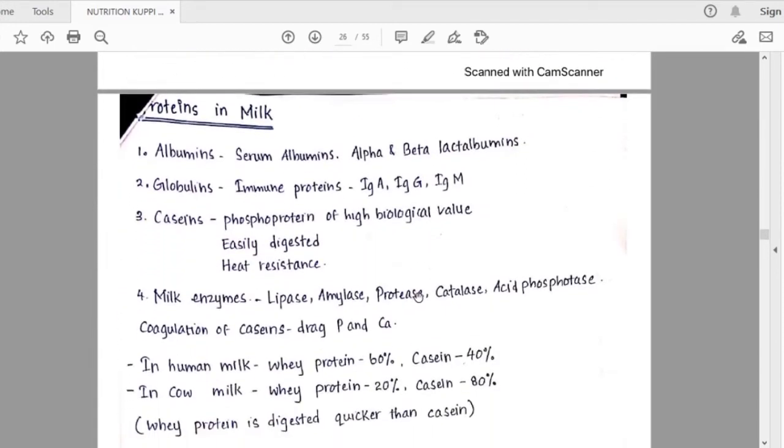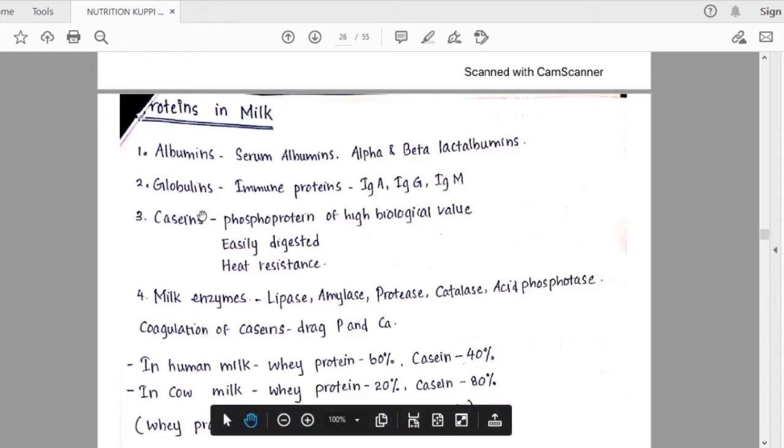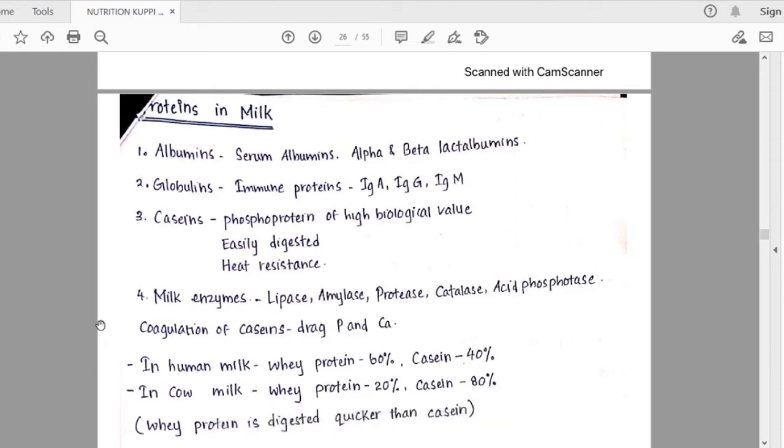Proteins in milk. Albumins, serum albumins, alpha and beta lactalbumins. Globulins, immune proteins: IgA, IgG, IgM. Caseins, a phosphoprotein of high biological value, easily digested and heat resistant. A specific enzyme in the stomach can digest these caseins, right?